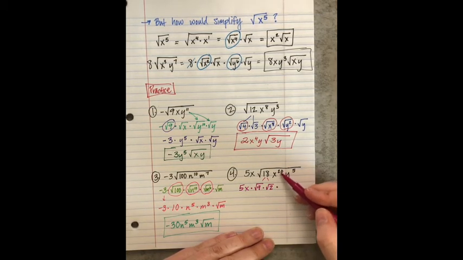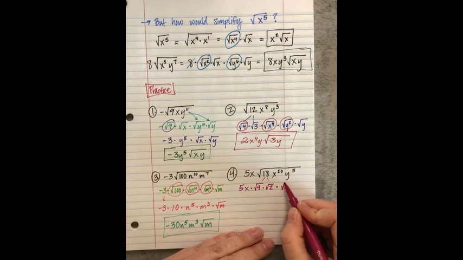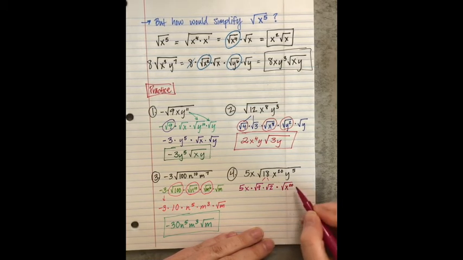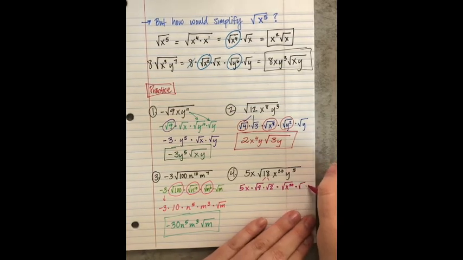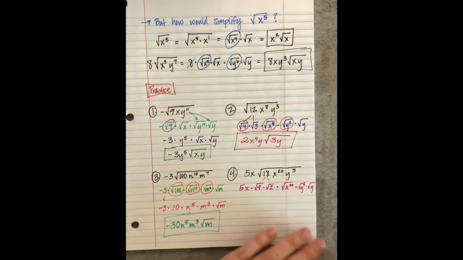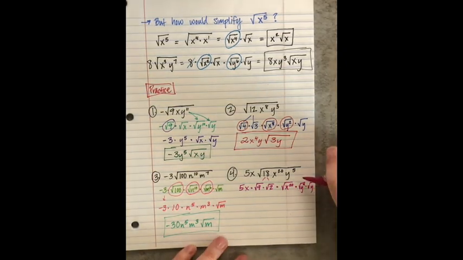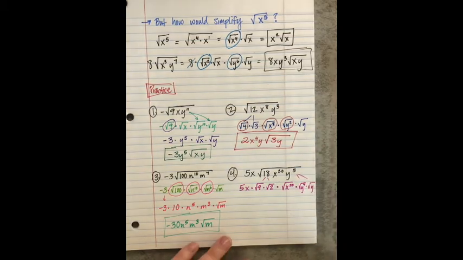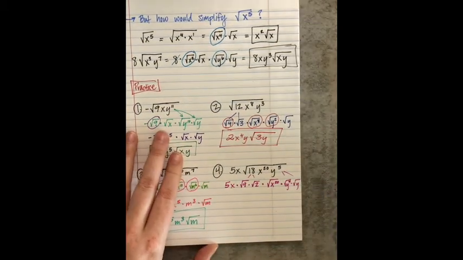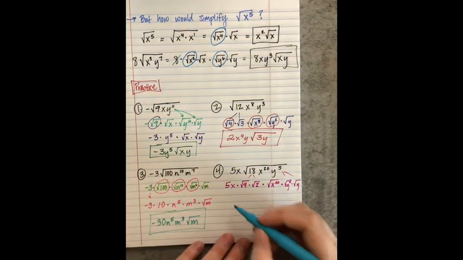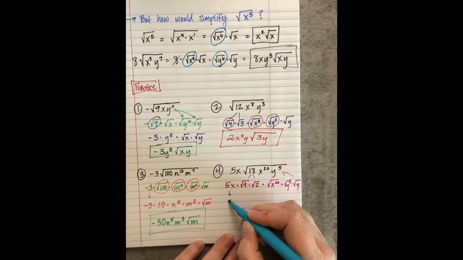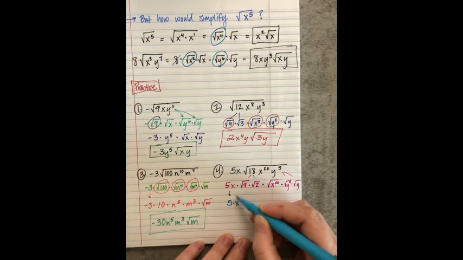X to the 20th. 20 is an even number, so I'm happy with that. We can leave it. It's a perfect square number. Y to the 5th. 5 is odd. We got to break that apart into 2 radicals. We'll do y to the 4th and y. Remember that just multiplies back up to y to the 5th. So we've just changed the format, and now we get to simplify what we can. So I'm just going to drop down this 5x, and by the way, that is 5 times x.